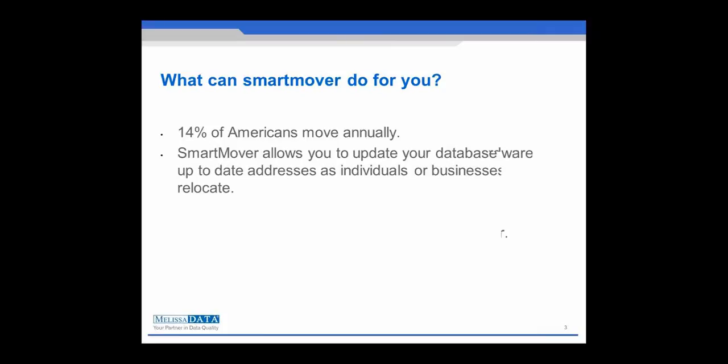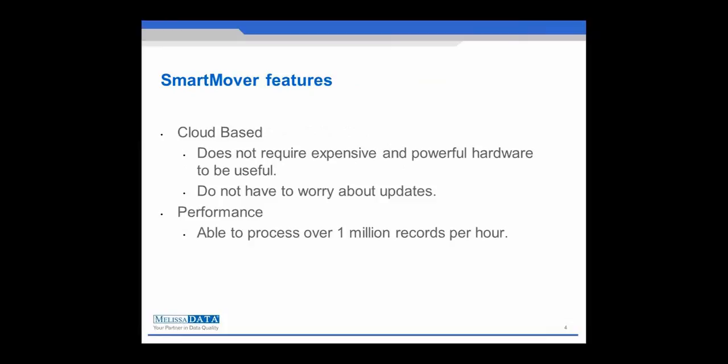So what features does Smart Mover have beyond just the basic functionality? Well, first of all, it's a cloud-based service, and what that means is that all the major components are hosted server-side. You don't have to worry about doing updates or doing a hefty amount of programming or having expensive hardware to run the software itself. Performance-wise, Smart Mover is able to process over 1 million records per hour, though obviously this is dependent on load times, peak hours, your distance from the server farm, et cetera.